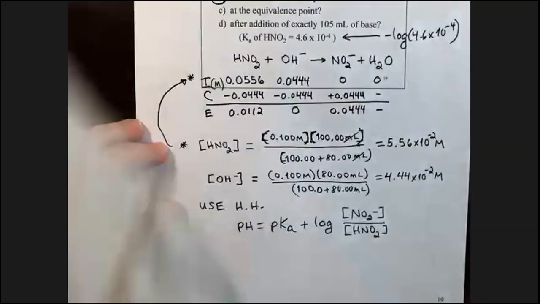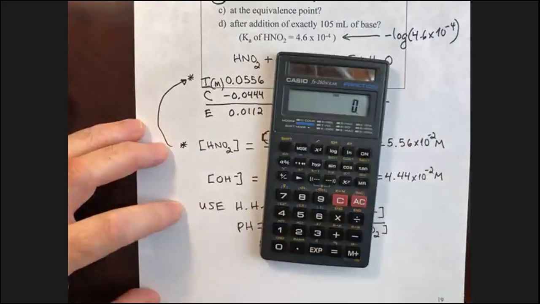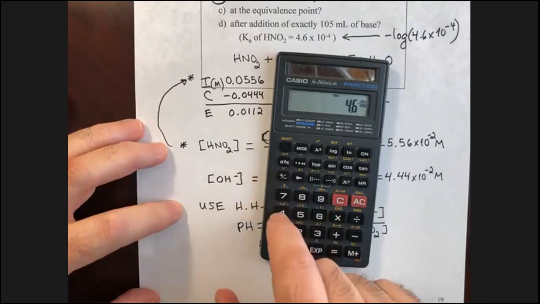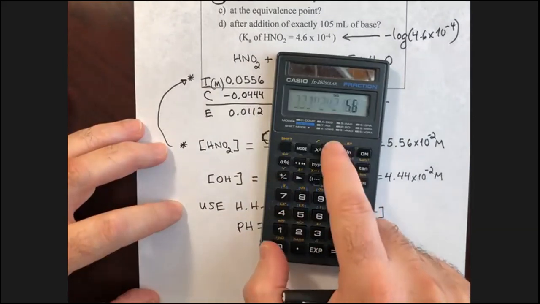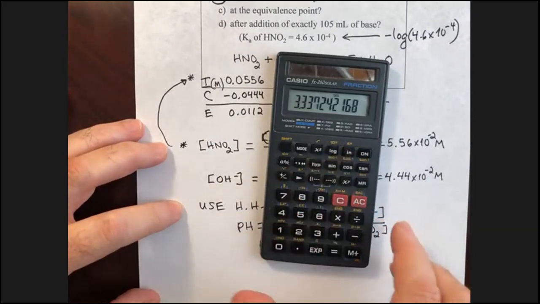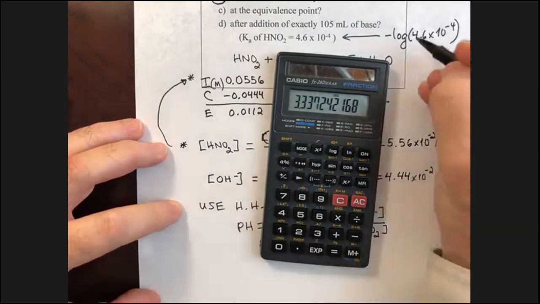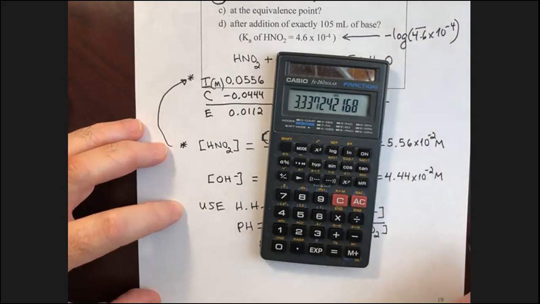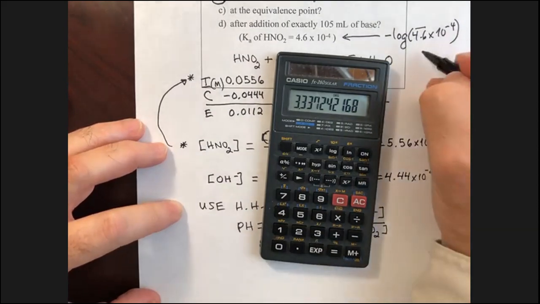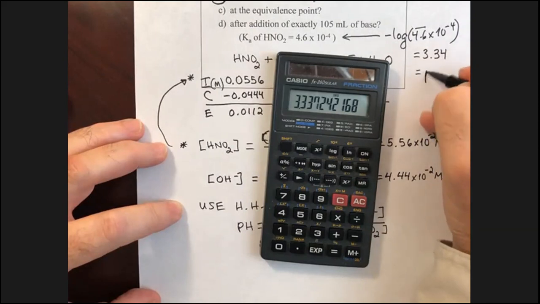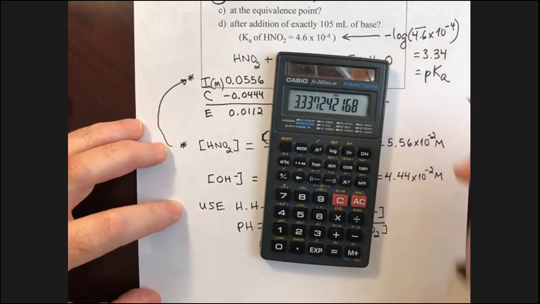You know what? I lost my notes, so I'm going to have to do it here. We'll do it together. 4.6 to the minus 4. We do the log minus that, 3.337. So since we have two sig figs in our input number, we have to have two decimals. So this is going to be 3.34. And this is what we call the pKa.